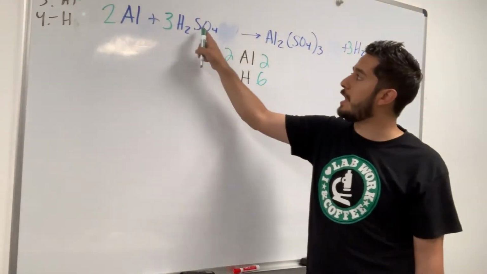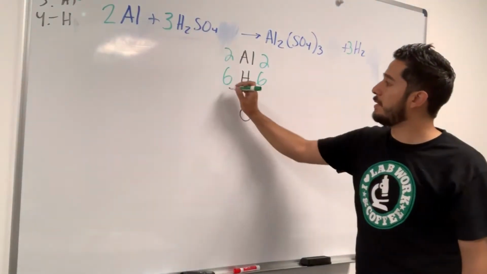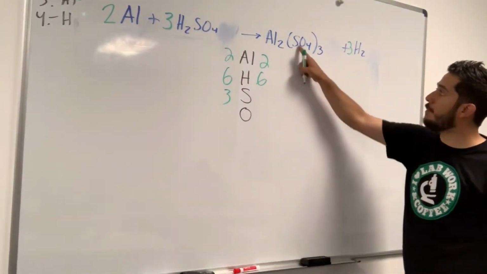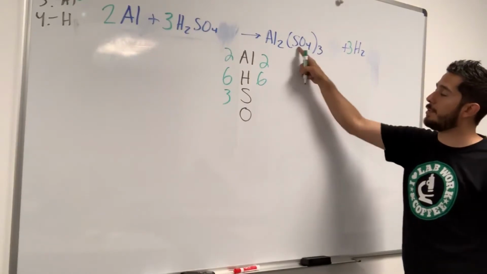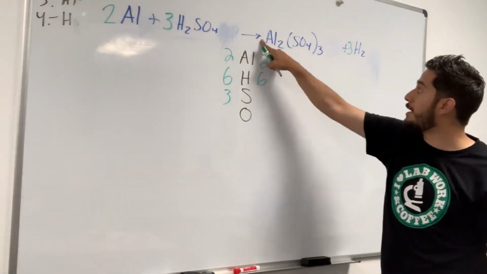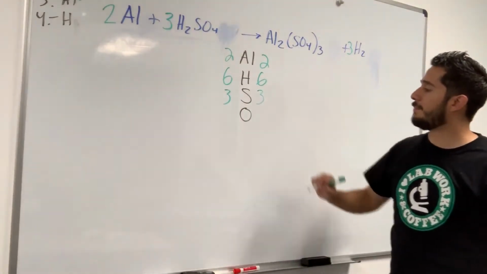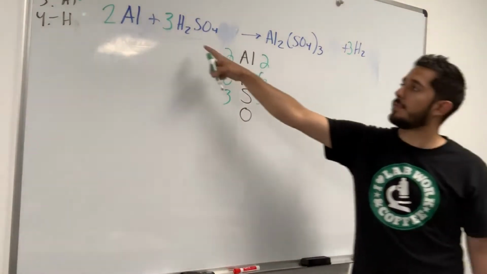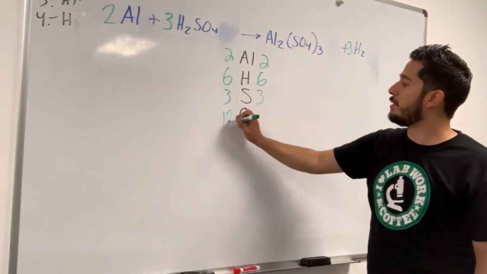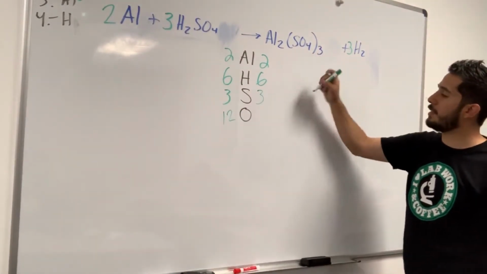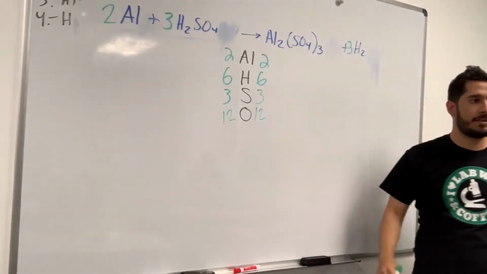Sulfurs, 3 times 1. And sulfurs over here, 1 times 3. Three of those, right? And if I have another number in here, that's 1 times 3 times 1. Still 3. Oxygens, 3 times 4, 12, and over here that's the same, right? 4 times 3. So that's balanced.